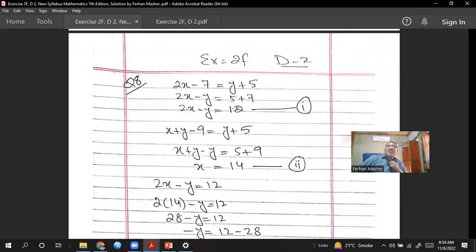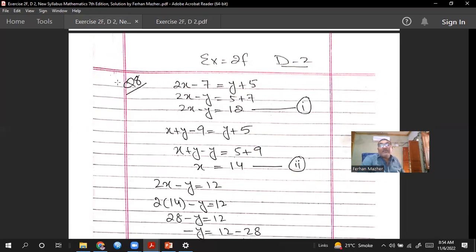Okay. So 2x minus 7 is equal to y plus 5. So 2x minus y is equal to 5 plus 7. So 2x minus y will be equal to 12. That is my first equation. And then we will say x plus y minus 9 is equal to y plus 5. So x plus y minus y is equal to 5 plus 9. So the x will be equal to 14. We got the value of the x. So I will just put this value in the first equation in the place of x. 2x minus y is equal to 12.